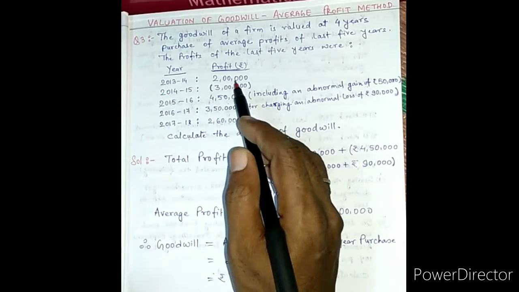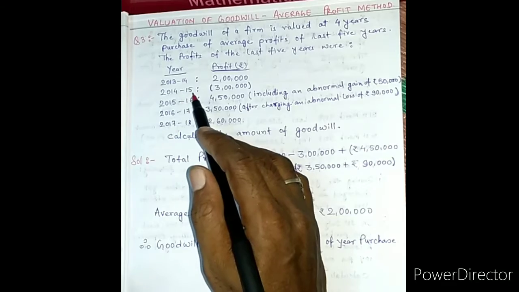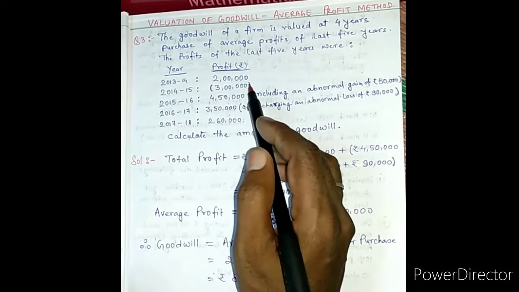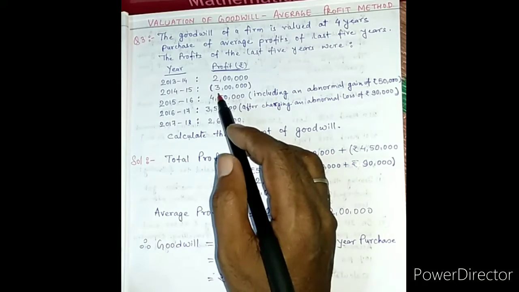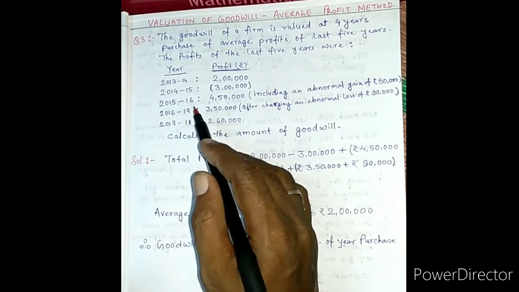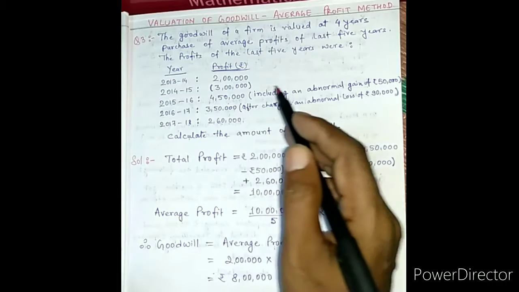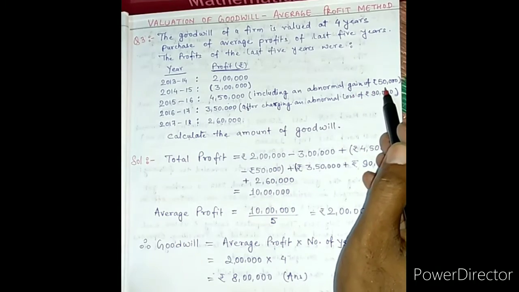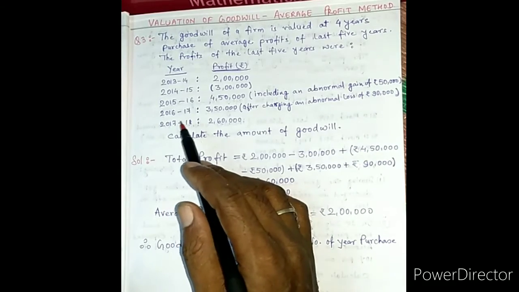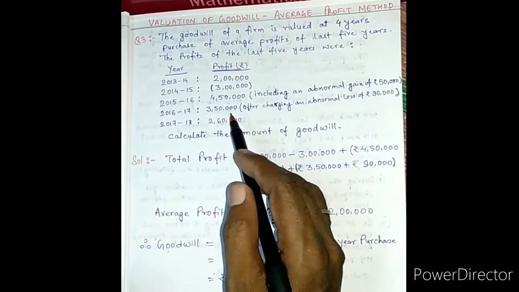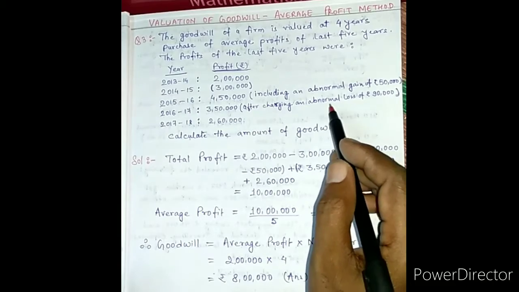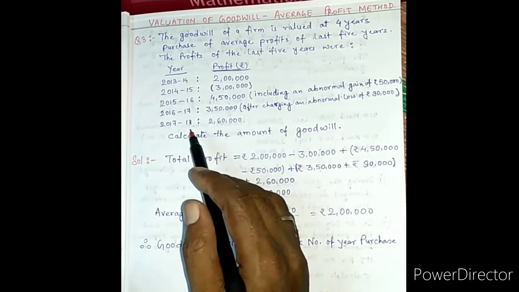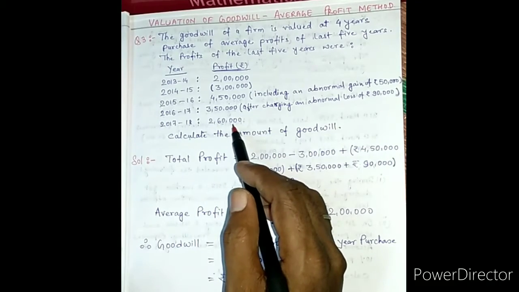2013-14 profit 2 lakh rupees, 2014-15 it's a loss, so loss always shows in brackets, 2015-16 4 lakh 50,000 but including an abnormal gain of rupees 50,000, 2016-17 3 lakh 50,000 after charging an abnormal loss of rupees 90,000, and 2017-18 profit is 2 lakh 60,000.